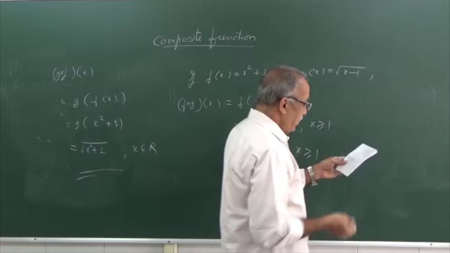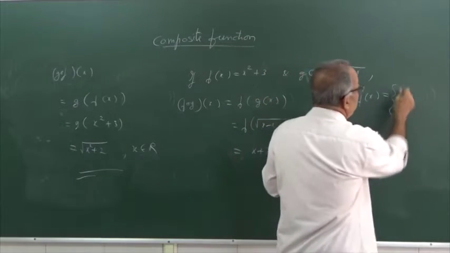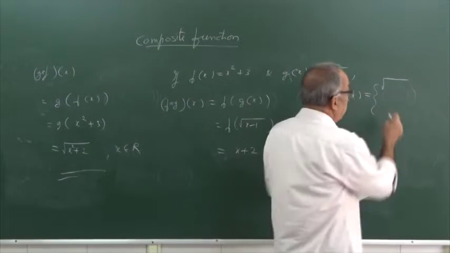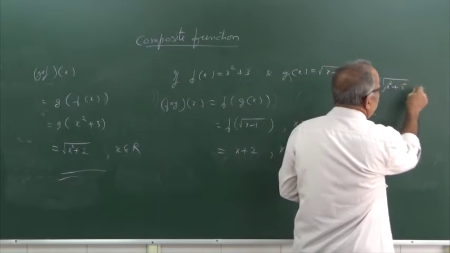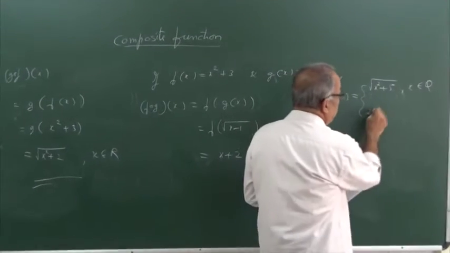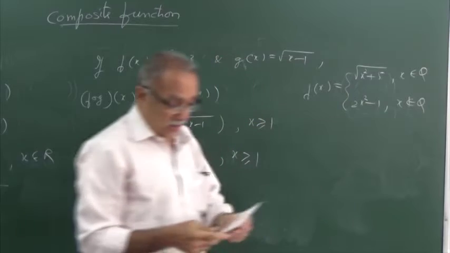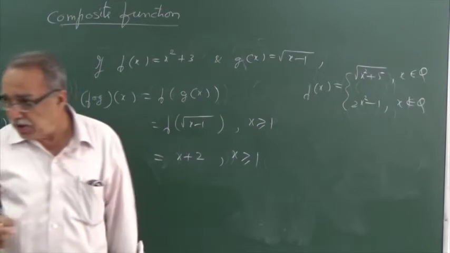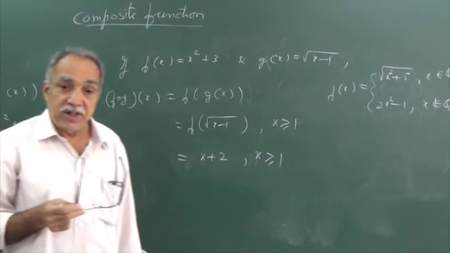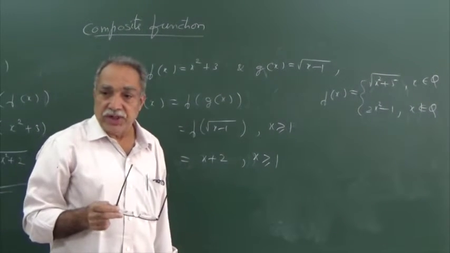One more example, numerical example. Suppose f of x is defined by, I will use two formulae to define f, root of x square plus 5 if x is a rational, and 2x square minus 1 if x is an irrational. Do these two statements cover all possible real values? Will the domain now become the set of all reals? Yes. No point has been left outside.